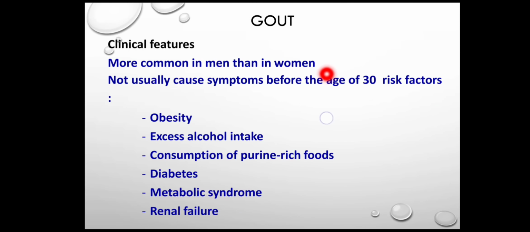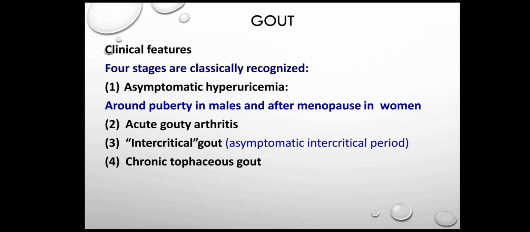Clinically, gout is more common in men than women, and does not usually cause symptoms before the age of 30. The risk factors are obesity, alcohol intake, consumption of purine-rich foods, diabetes, metabolic syndrome and renal failure. Clinically, 4 stages are classically recognized: asymptomatic hyperuricemia, that is around puberty in males and after menopause in women, acute gouty arthritis, intercritical gout.